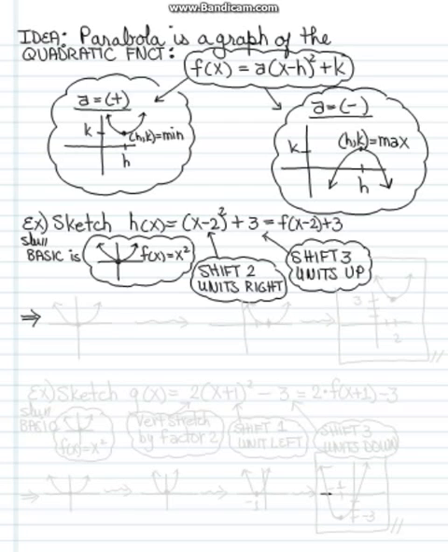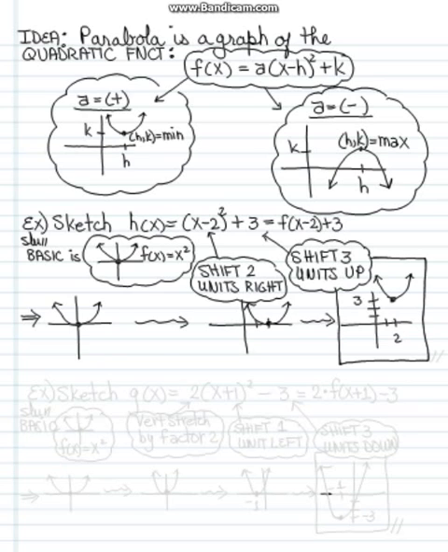Okay, so that means that we have our basic function, and the first thing we'll do is shift 2 units to the right, move the vertex 2 units, happy face, and then from there shift 3 units up, move the vertex up 3 units, and draw the happy face, and there's our final picture. That is the picture of h of x equals (x minus 2) squared plus 3.